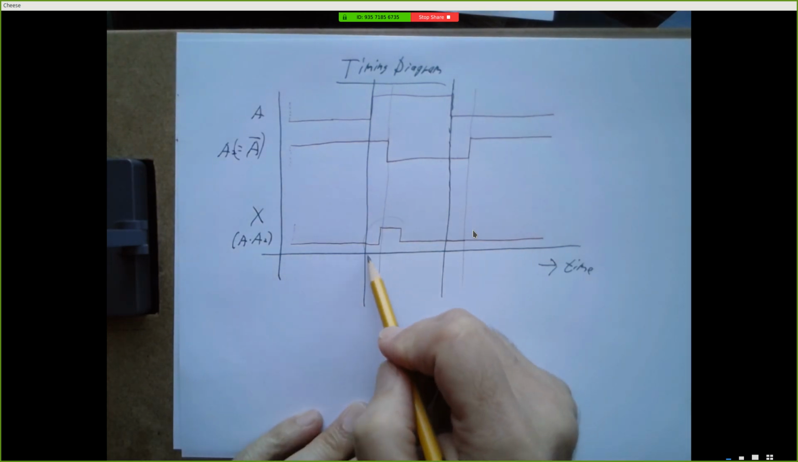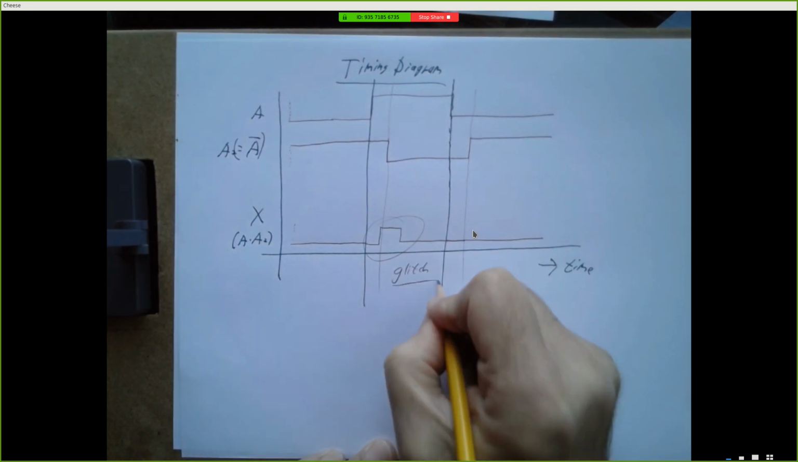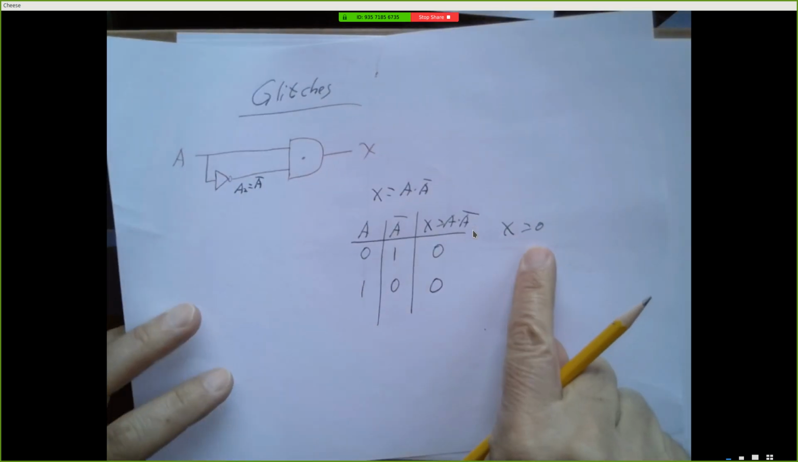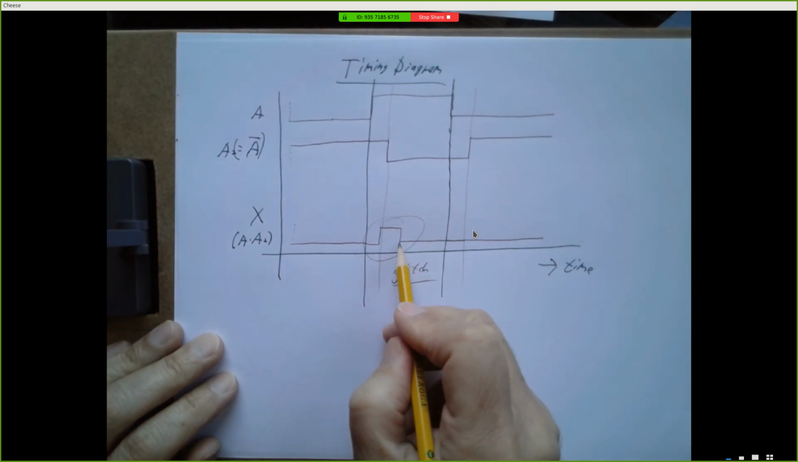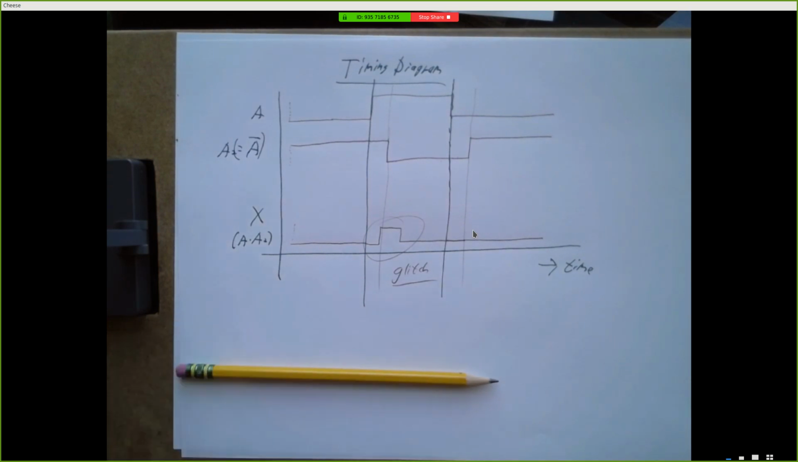But there's this little glitch. It's a technical term, right? So the truth table tells us X should always be equal to 0. But under certain circumstances, we can have a few nanoseconds where that output X is not 0, but it's 1. And that can be a problem. Okay, if this is connected to an LED and you expect the LED to stay off, you're not going to notice a 5 or 10 nanosecond ping of the LED, right? That's not going to be a problem.